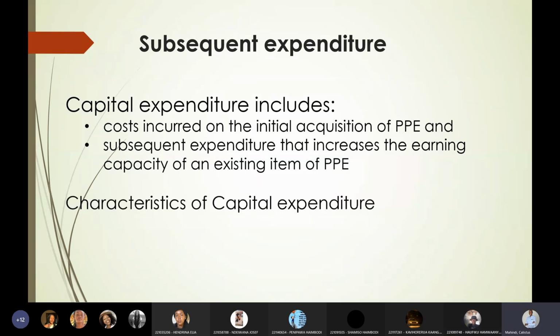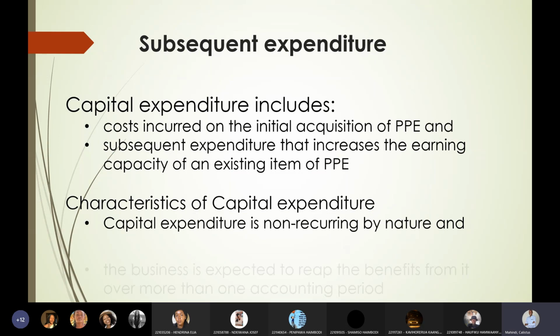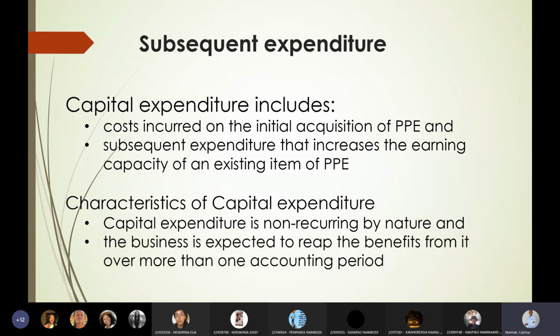So what are the characteristics of capital expenditure? Capital expenditure is non-recurring by nature. So you don't incur it on a regular basis. Once you have expanded your flats, once you've built an extra floor to the building, you're not going to do that every year, all right? That's why we say it's non-recurring. You do it maybe once, maybe you repeat, it might happen in future that there's another capital expenditure, but it's really non-recurring by nature. And the business is expected to reap the benefits from it for more than one accounting period.